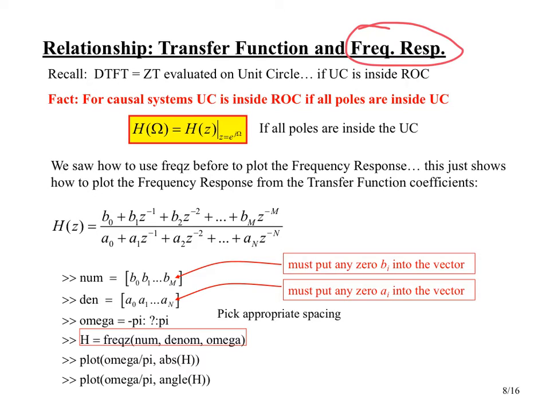So if the system is stable, then we can use the DTFT in the frequency response. And we know that since the DTFT is the z-transform evaluated on the unit circle, we can do that only if the unit circle is inside the region of convergence. So for causal systems, the unit circle is inside the region of convergence if all poles are inside the unit circle. So we can deduce that from our previous insight on the previous slide or two.